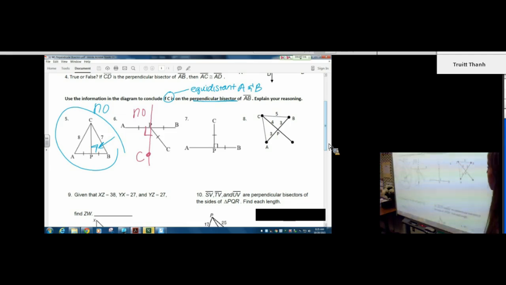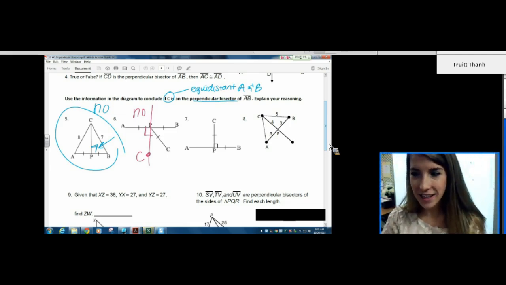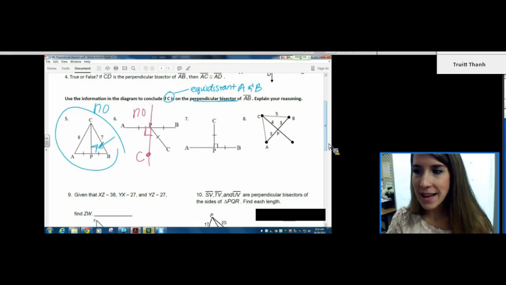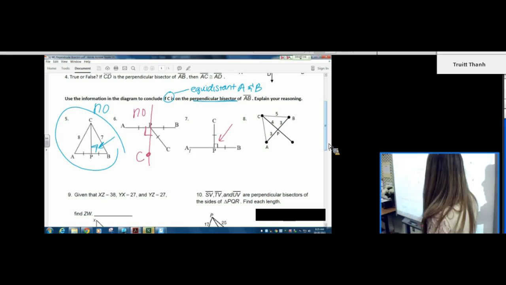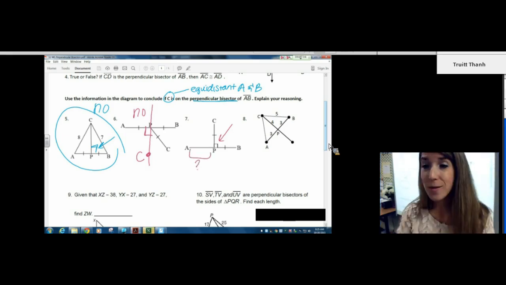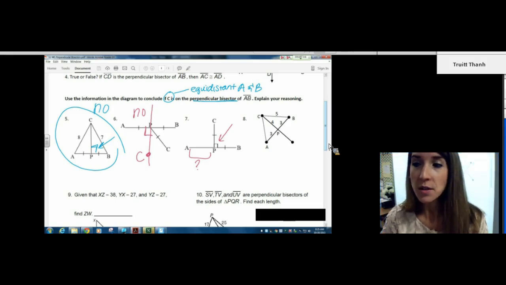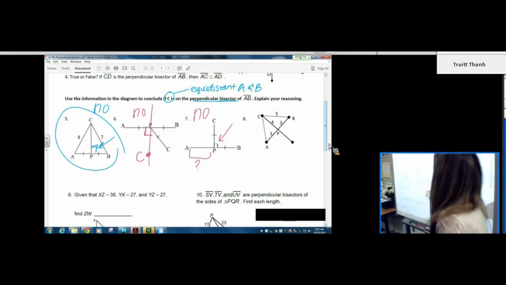Number 7. Why is this one not? We've got the 90-degree angle. We have the tick marks. But the tick marks are in the wrong spot, right? Is CP a perpendicular bisector? Well, it's perpendicular, but how do I know how long AP is? I don't know if AP is congruent to PB. So that's why there's 3 no's in a row there. No, no, no.